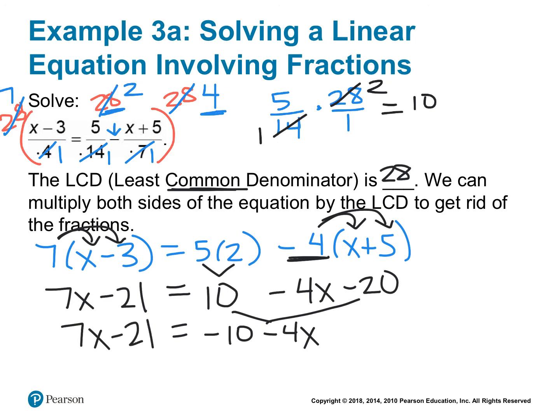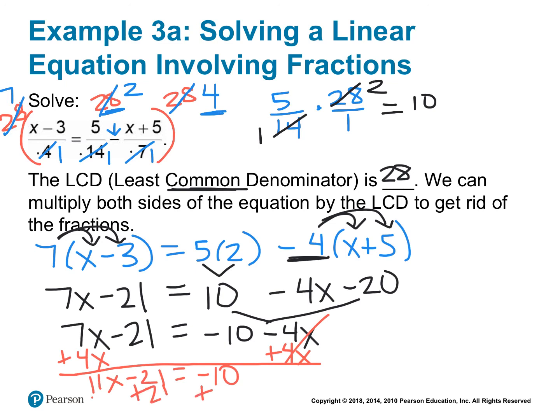Now I can get my letters together. Again, I try to move the smallest one if possible. So I'm going to move my negative 4x by adding it to make 0 to both sides. So now I have 11x minus 21 equals negative 10. Next, I can go ahead and try to isolate my letter by adding the 21 to both sides. I'm running out of room here, so let me finish it over here. So I'd have 11x, my 21's cancel, equals negative 10 plus 21 is 11.